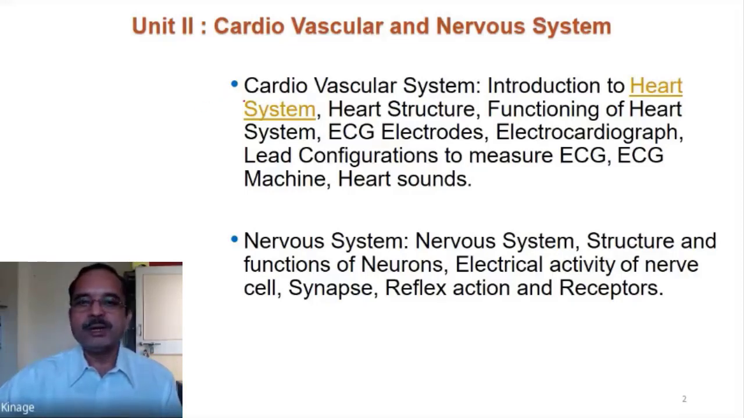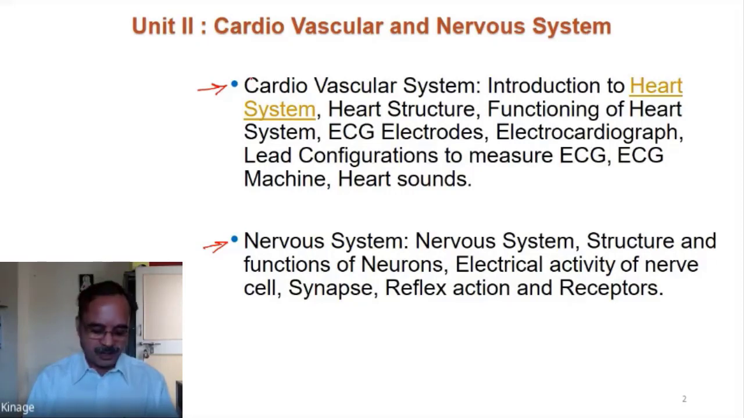Unit number 2 is divided into two parts: the cardiovascular system and the nervous system. As our subject is biomedical signal processing, we are going to learn in the beginning what type of signals are produced in the body. In unit number 1, we have seen the introduction to all the different types of signals produced inside a human body. Out of that, the most important ones are related to our heart and the brain, that means the cardiovascular system and the nervous system.